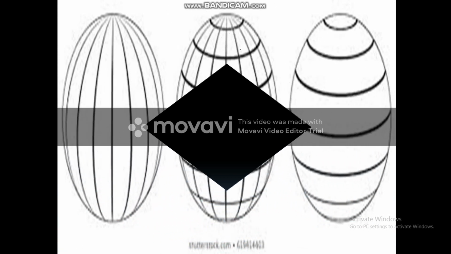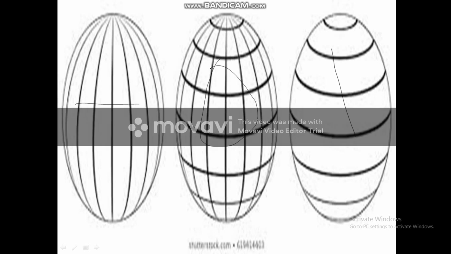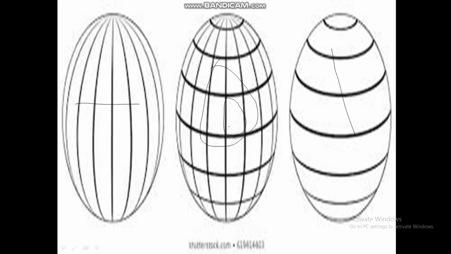As you can see, with the help of latitude and longitude lines, like these are longitude lines and these are latitude lines, we form a grid on the earth. This grid is very helpful for finding location. As you can see, these are making small boxes, so whenever we need to find any place's location, these boxes will help us by making an intersection of longitude and latitude.